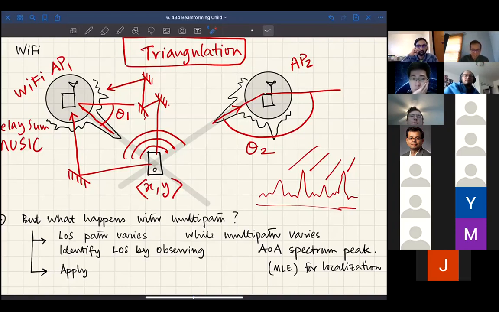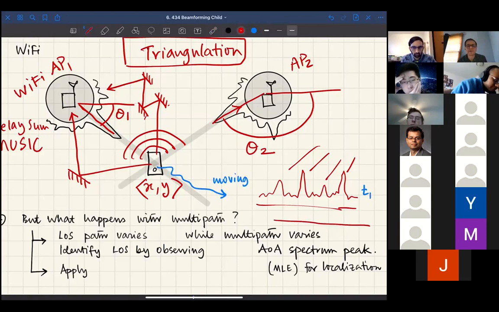the answer. Let's say the mobile phone is moving. So at time t1, you get this AOA spectrum. At the next time, what kind of AOA spectrum do you think you're going to get? The intuition is that as you move, can you tell me what you expect for the line of sight angle and the multipath angle? Can you think of what happens to the line of sight angle and to the multipath angle as you move?